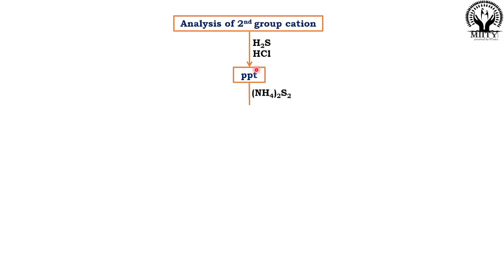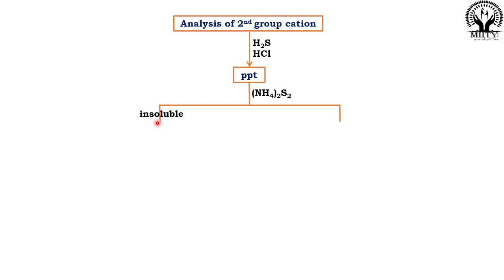To the precipitate, we add yellow ammonium sulfide solution, so that a few precipitates are insoluble and a few precipitates are soluble. First we look into insoluble precipitates. This is the 2A group. If the precipitate is insoluble in ammonium sulfide, those are considered as 2A group.